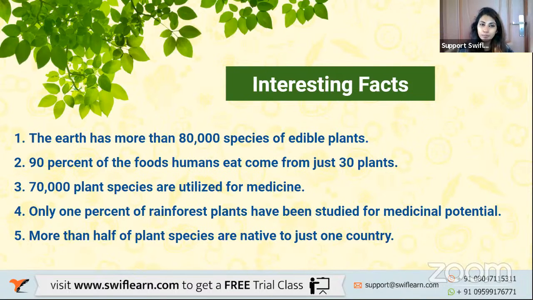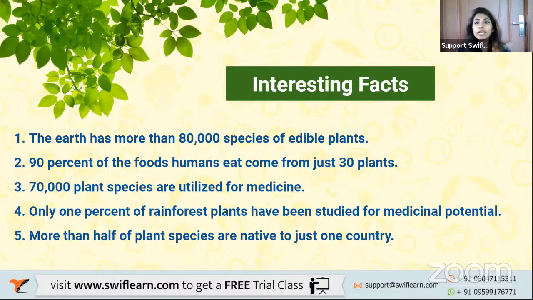Anyway, 70,000 plant species are utilized for medicine. Just like that, 80,000 species are edible plants, and 70,000 plant species are actually utilized for the process of making medicine. Only 1% of rainforest plants have been studied for medicinal potential. There are lots of rainforests on this planet, and only 1% of the rainforest plants have been used for medicinal potential studies.